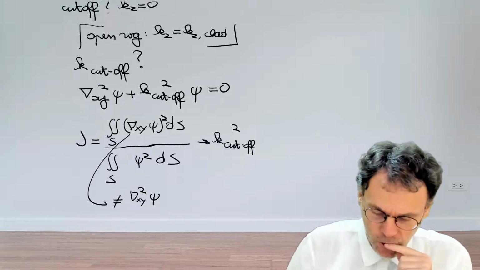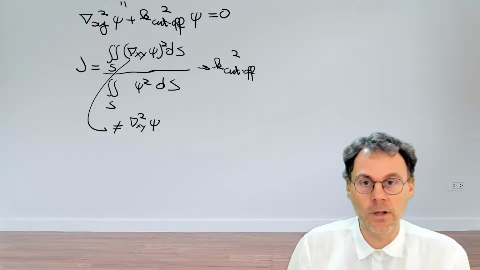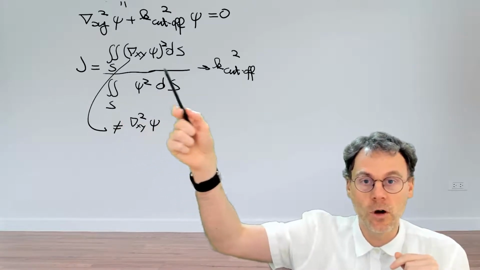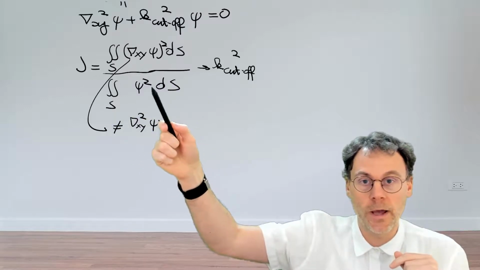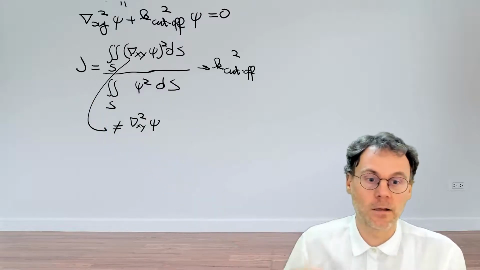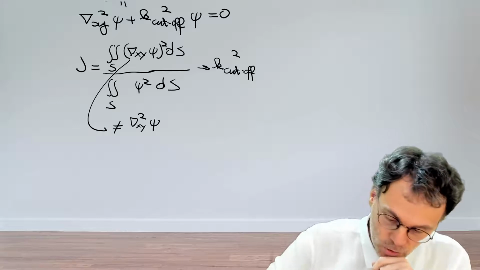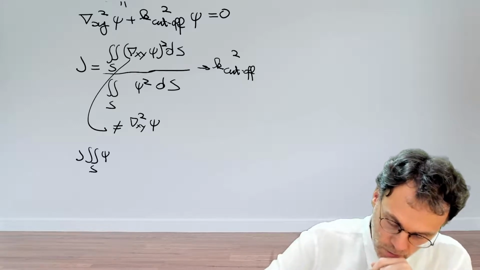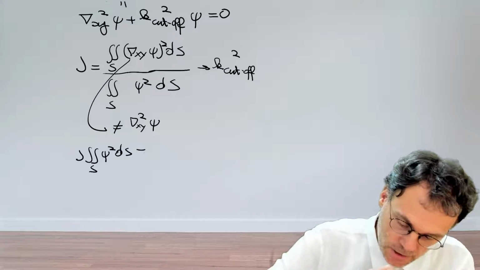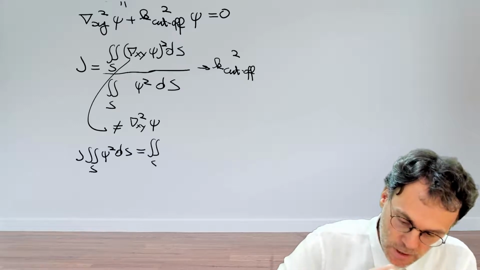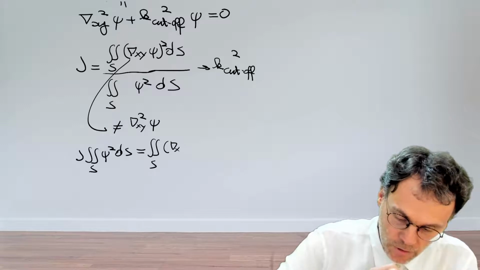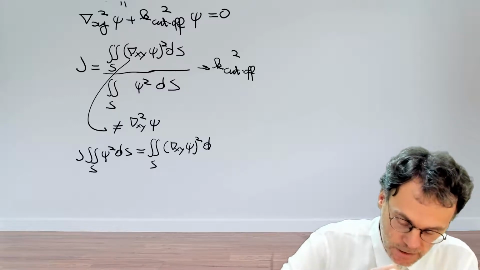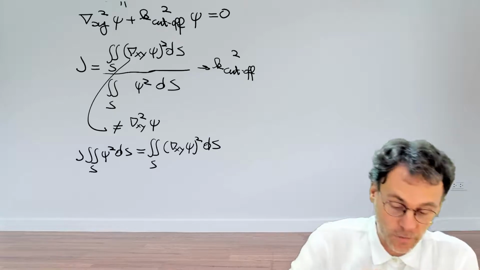So a trick I can show you is, rather than starting from this expression directly, we're going to get rid of the denominator by just multiplying it so that it ends up at the left-hand side. So we're going to start from j times the integral of psi squared ds being equal to the integral of the transverse gradient squared ds. So this is our first equation.